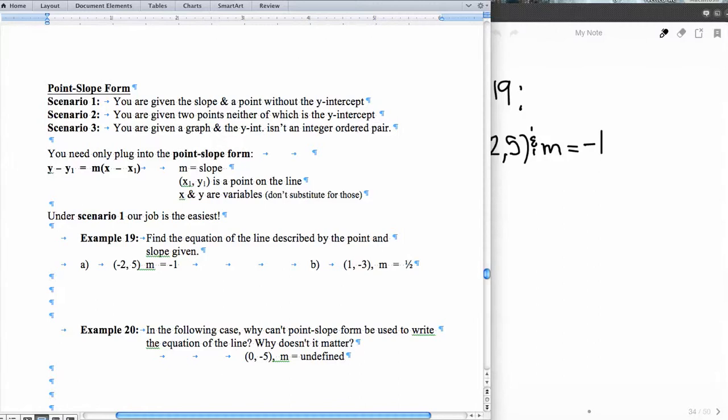These are the scenarios we're going to see again. You're given a point, the slope, and a point that is not the y-intercept. We're given 2 points, neither of which is the y-intercept, or given a graph and the y-intercept isn't an integer ordered pair and there's no guessing.